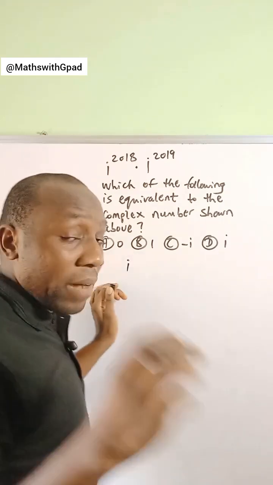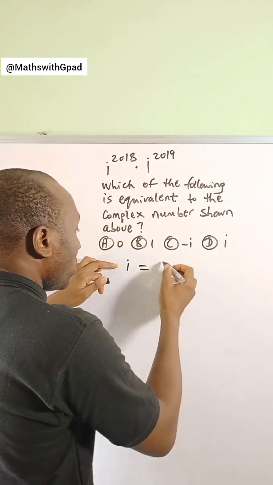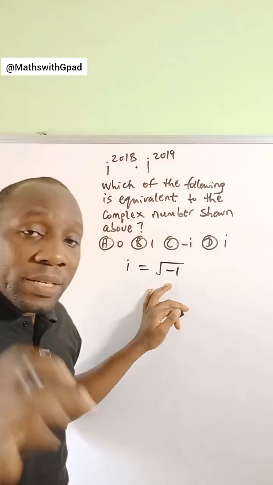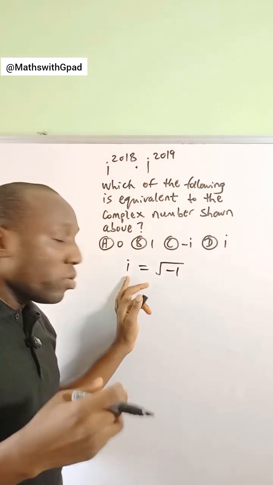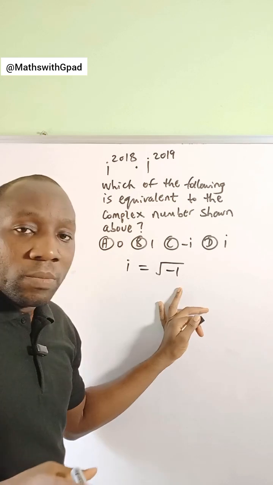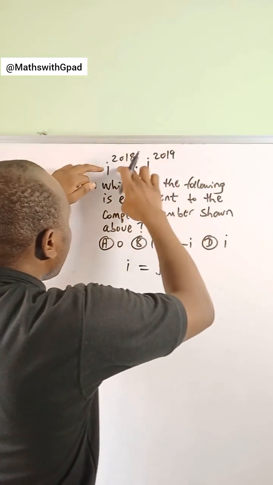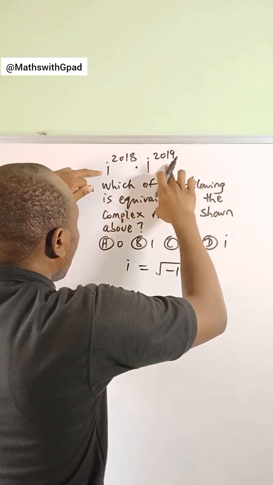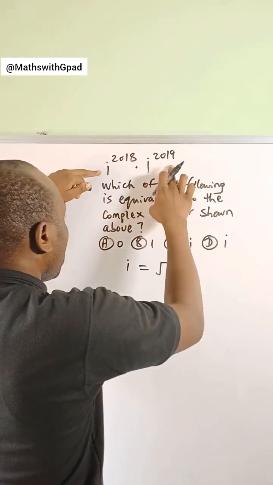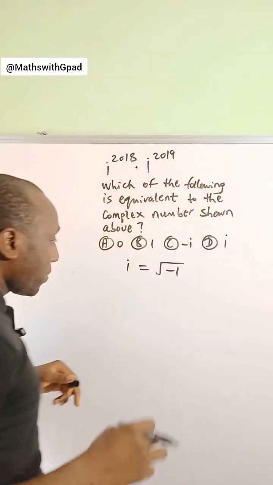i is an imaginary unit of a complex number. So i is equal to what? The square root of minus 1. Because this is not a real number, i is used to represent the square root of negative 1. This is a complex number, right? So if we decide to work this out, we want to get the result of this, and of course the answer is here. Let's see which one is equivalent to this.